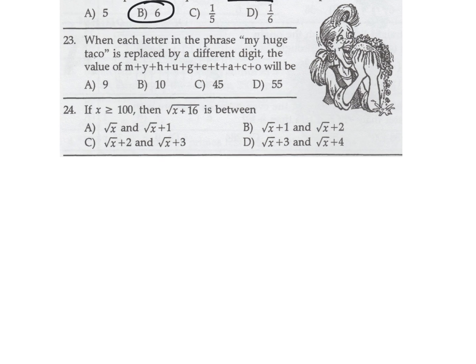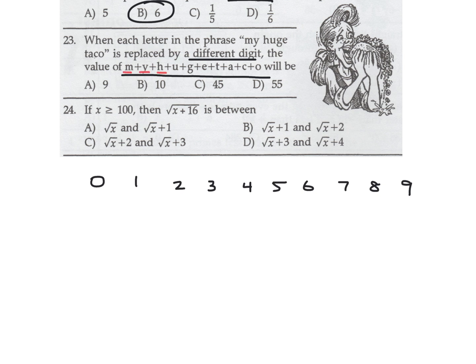When each letter in the phrase "my huge taco" is replaced by a different digit, the value of the sum MY plus HUGE plus TACO will be. All right, so, you might think, well, how am I supposed to know? But here's the thing. A different digit. So the digits are 0, 1, 2, 3, 4, 5, 6, 7, 8, 9. So there's 10 digits. Now, if there's 10 letters, then I should be set.